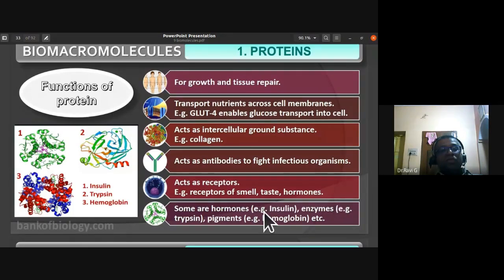Some of the hormones like insulin, enzymes like trypsin, and pigments like hemoglobin are all proteinaceous in nature. You should remember that insulin, trypsin, and hemoglobin are proteinaceous in nature.